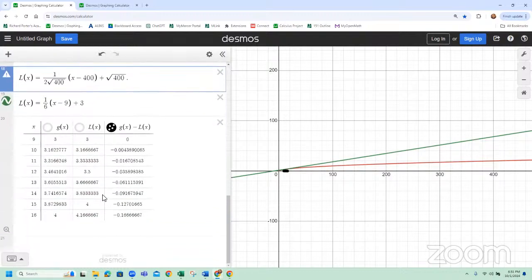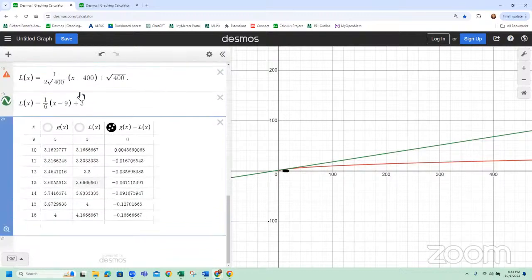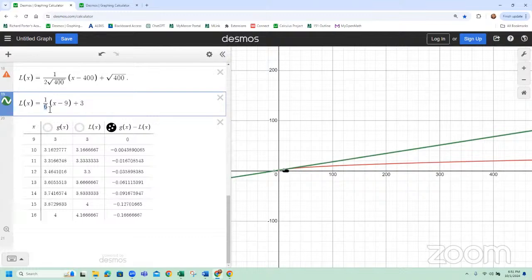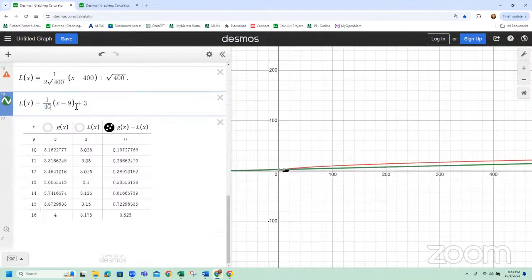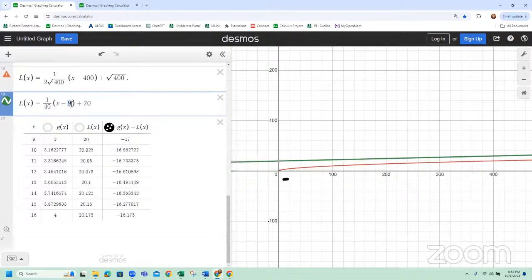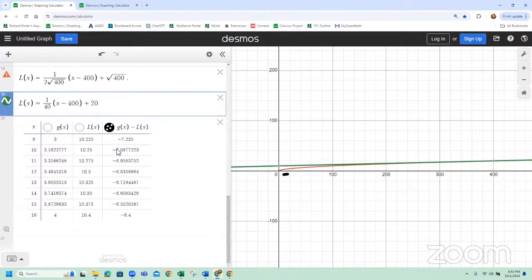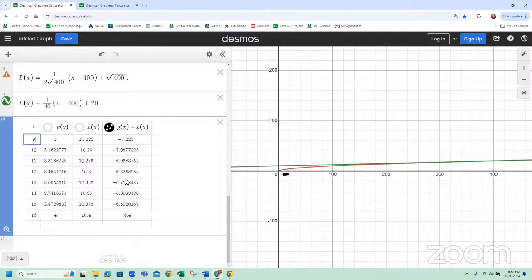Then if I look at my table, oh, this would be 2 times 20 would be 40. And then this would be 20. This would be 400. You'll see how far off I am. I'm off by chunks of numbers. For this, for 9, 10, and 11, I'm off by a lot.